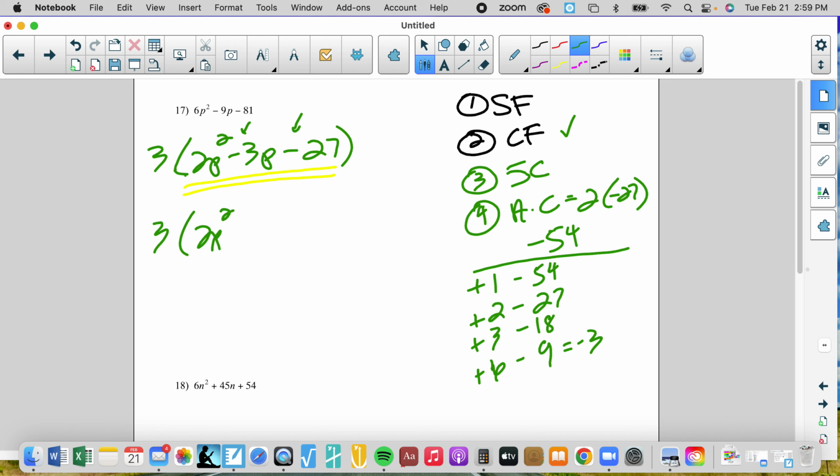That becomes 2p squared plus 6p minus 9p minus 27. If we simplify this, this needs to equal that one, not this one, because that's different. We factored out the 3. It just has to equal that one. Now, let's factor by grouping still. We're grouping these two and these two.